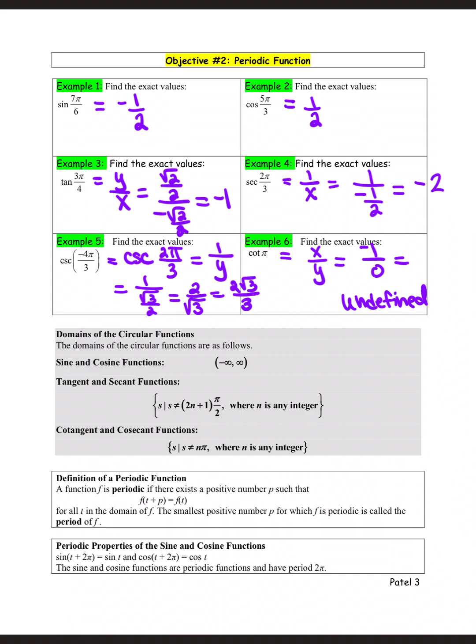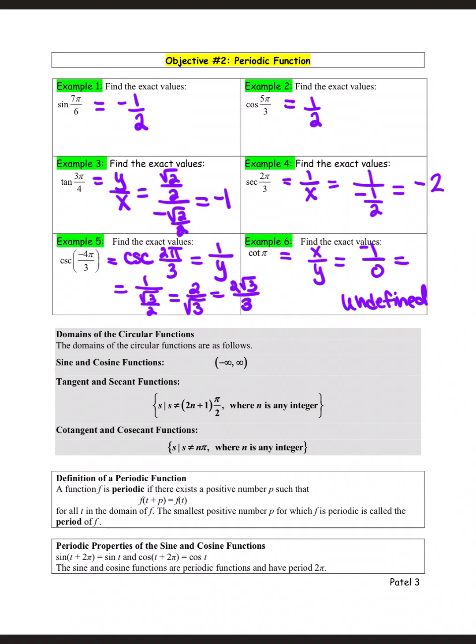The definition of a periodic function. A function f is periodic if there exists a positive number p such that f of t plus p is equal to f of t for all t in the domain of f. The smallest positive number p for which this is true is called the period of the function.